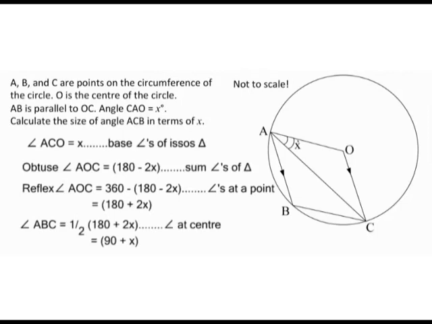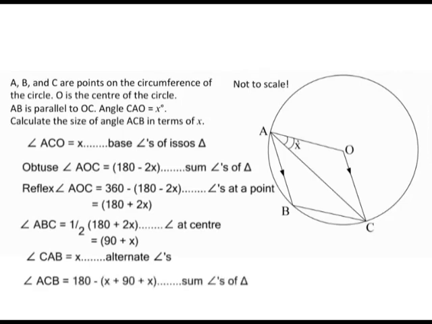The next thing we see is the pair of parallel lines. This angle x here is alternate to angle CAB, so they are equal. Finally, ABC is a triangle. Sum of angles is 180 degrees. We already have x and 90 plus x. So what is remaining? We have 180 minus (x plus 90 plus x), and that gives us 90 minus 2x. Good luck with angles.